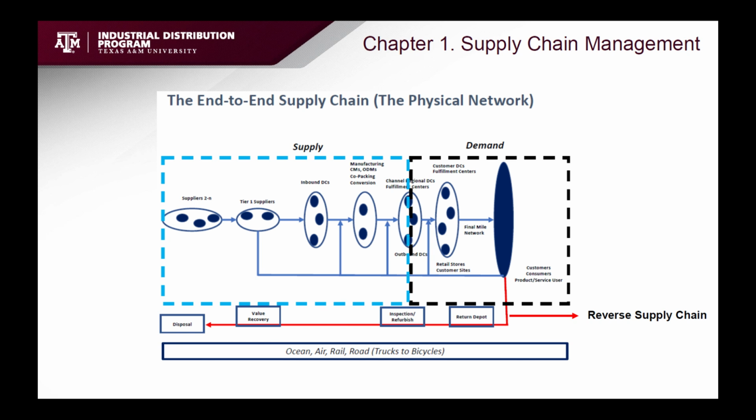Why does this matter? Three reasons. One, returns are huge in e-commerce, often 20 to 30% for apparel. Two, sustainability and recycling regulations are forcing companies to take responsibility for end-of-life products. And three, there's real money in refurbished goods and recycled materials. The reverse chain isn't an afterthought anymore.